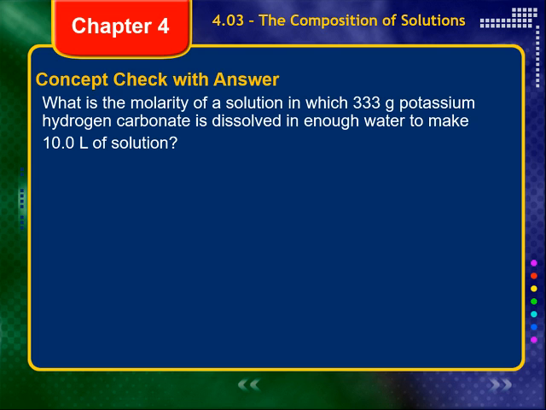So here's a concept check. I'll give you the answer for this one, but please try this on your own. What is the molarity of a solution in which 333 grams of potassium hydrogen carbonate, check that on your polyatomic ion sheet if you still have that, or just Google image search that, you'll be able to find it pretty easily. Hydrogen carbonate is a polyatomic ion. That's why I told you that. If that's dissolved in enough water to make 10.0 liters of solution. You want to press pause?